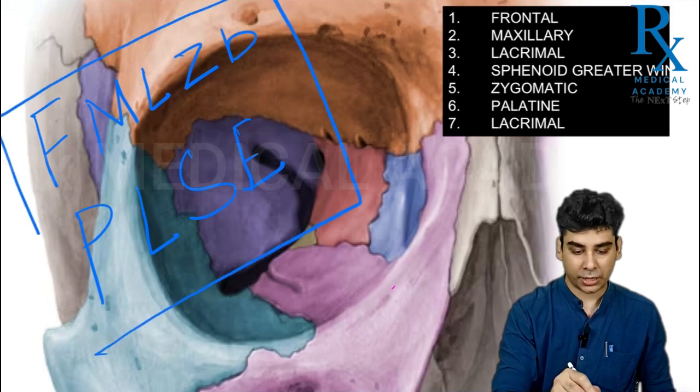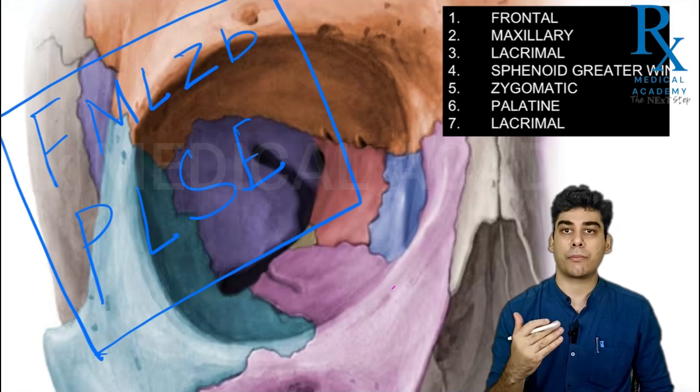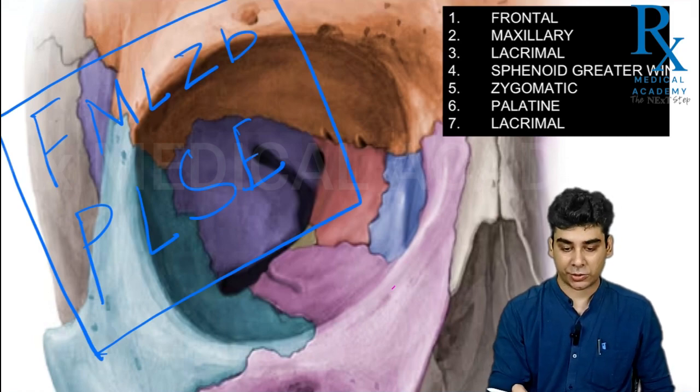If you use this mnemonic, you can remember all the 7 bones. The best way to learn these bones are if you can remember the anatomy of the orbit in your head while doing so.